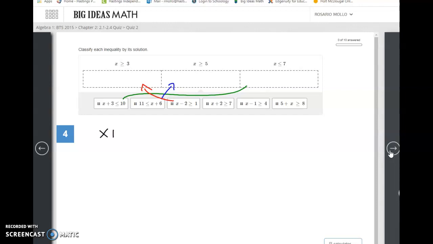So now we're on the fourth one. X plus 2 is greater than or equal to 7. I'll minus 2 from each side. And I get x is greater than or equal to 5. That would be this middle one. Over here, I got x minus 1 is greater than or equal to 4. So I'm going to add 1 to each side. X is greater than or equal to 5. Now we got 3 in the middle there.